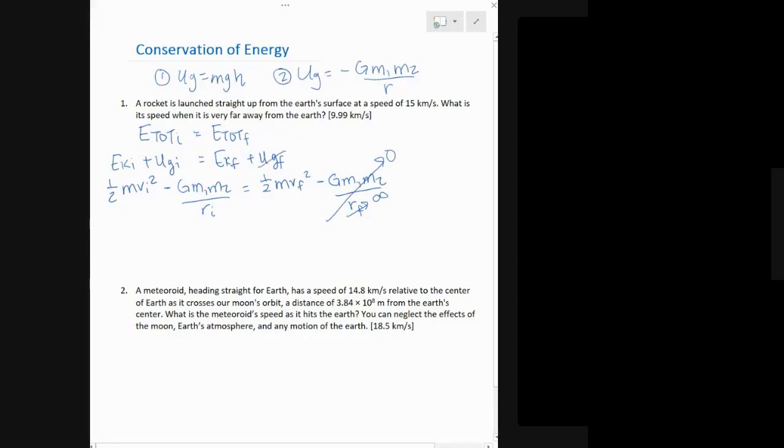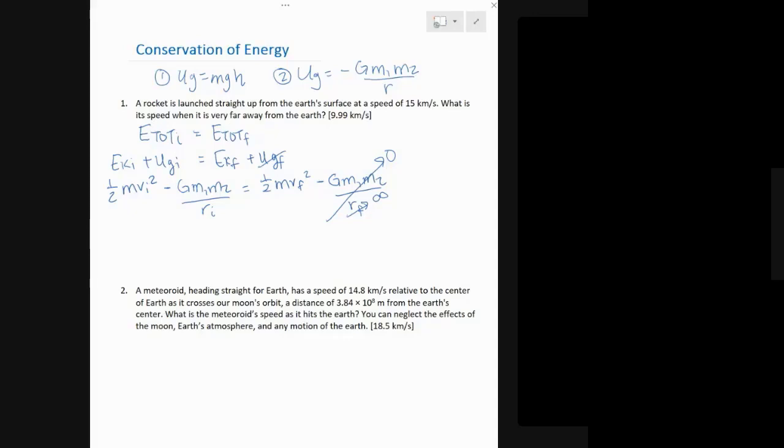And thanks for answering the question about using MGH. That was a good question, and that's a common mistake. If at any point the object is not close to the surface of the Earth, then you have to use that negative G M1 M2 over R equation for both sides of the formula. Even though you're close to the surface of the Earth initially, you can't use MGH. You have to use the same formula on both sides.